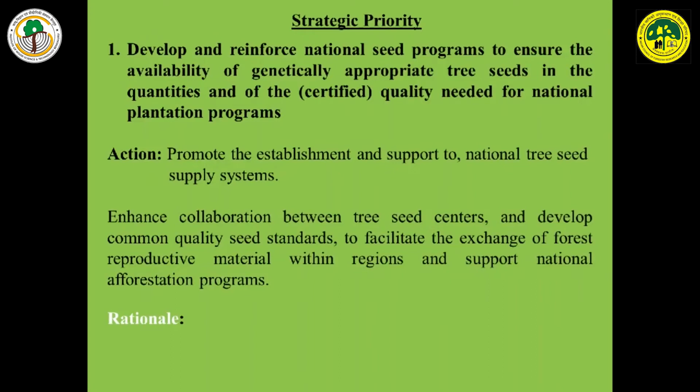So, strategy number 1, develop and reinforce the national seed program to ensure the availability of genetically appropriate tree seeds in the quantities and the quality needed for the national program. The action required is to promote the establishment of and support national tree seed supply systems, enhance collaboration between tree seed centers, and develop common quality seed standards to facilitate the exchange of forest reproductive material within the region and support the national afforestation program. I don't want to go into the rationale analysis because time is short. It is very long also.